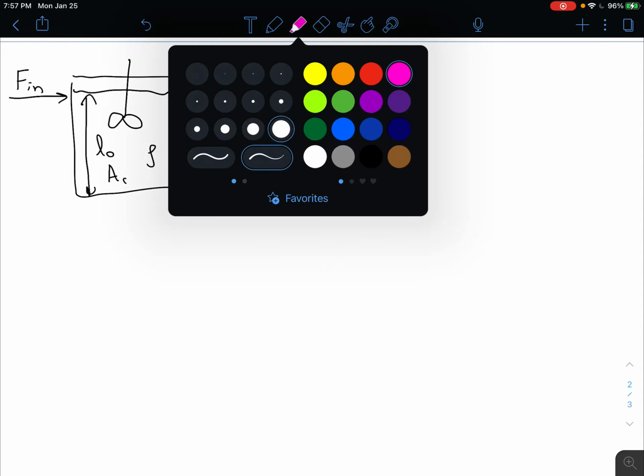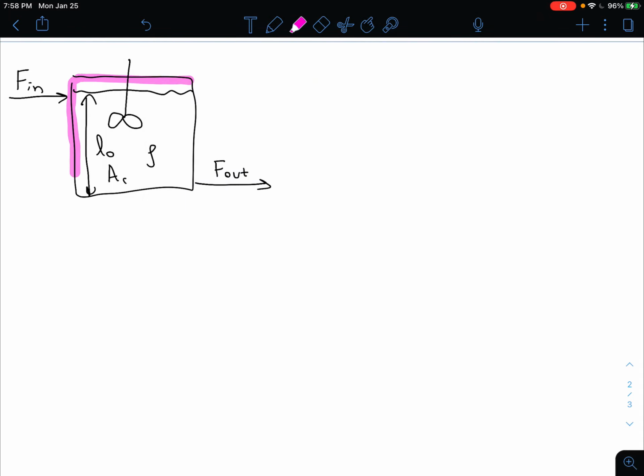In order to do that, I'm going to draw my control volume. I don't often do this for a stirred tank because it's usually just the tank. And I'm going to look at the mass. I'm going to do a balance on the overall mass. So at any given time, the mass of fluid inside the tank is going to be the density times the volume of fluid in the tank. So the volume is V equals L A C.